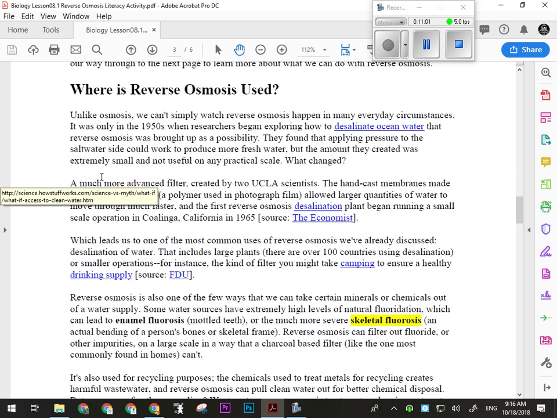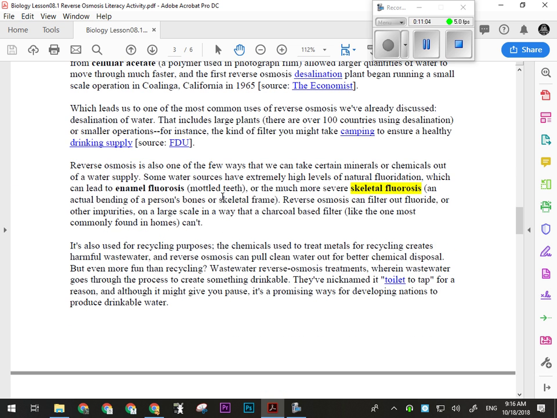Skeletal fluorosis, I have highlighted here as well. Skeletal fluorosis is a disorder of the bones. Essentially, they become bowed and weak instead of hard. And you can get that if you have too much of certain ions in your water supply and things like that.